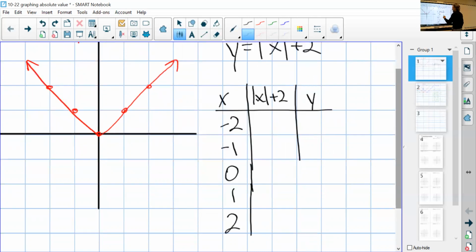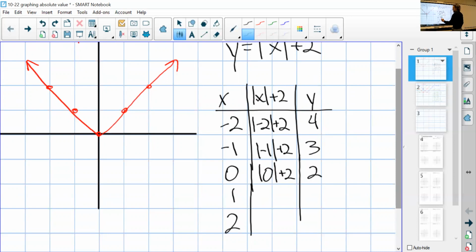Well, what's going to change now? So this is going to be -2 plus 2. So that's going to end up being 2 plus 2, which is 4. -1, the absolute value of -1 plus 2 is going to be 3. Absolute value of 0 is 0, plus 2 is 2. And then going the other way, absolute value of 1 is 1, plus 2 is 3, and hopefully you see the pattern. Okay, so we have 4, 3, 2, 3, 4. Makes a nice V shape. So we plot it out. -2 up 4 is up here. Just like that.